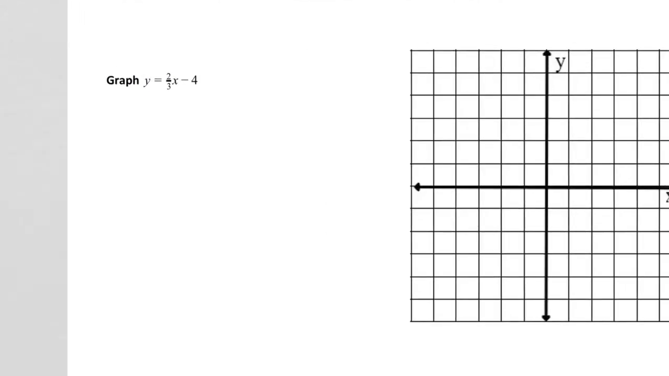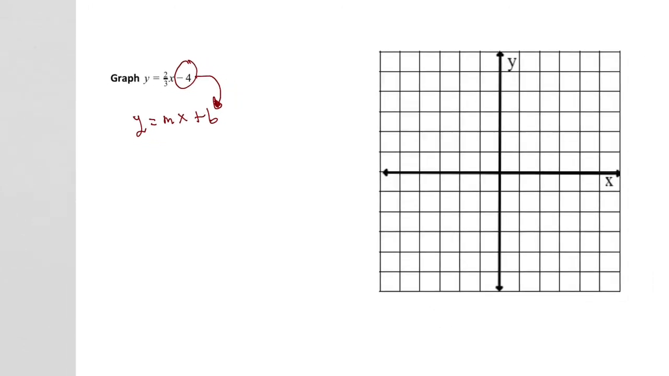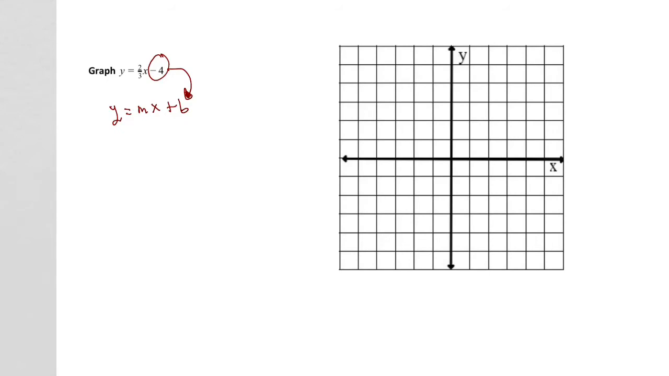So here we want to graph y equals 2/3 x minus 4. If we use this recipe right here, y equals mx plus b, we see that the y-intercept here is going to be -4, because that's the number in the position of b on my recipe. So to graph this, I'm going to look at the y axis and look for -4. I'm going to go down 1, 2, 3, 4, and plot a point here. So we got a point right there.